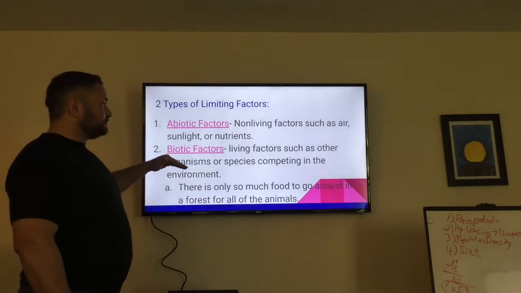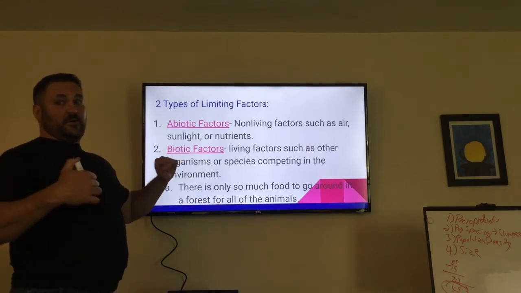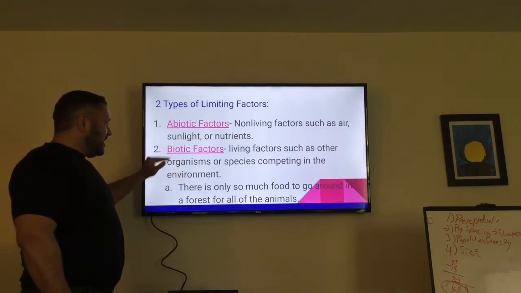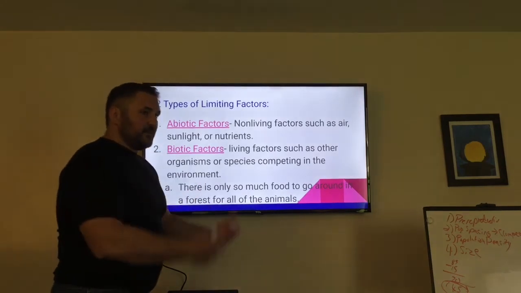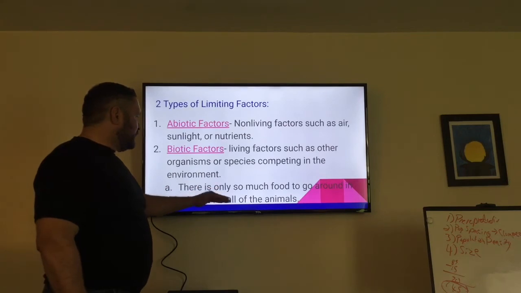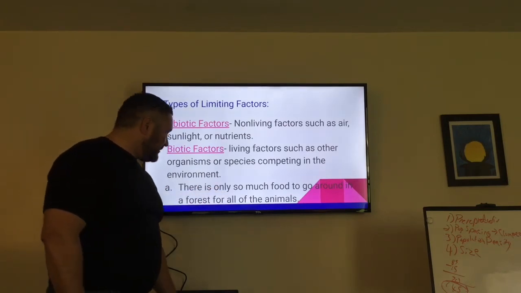It can be bacteria that are decomposers. It can be mushrooms that are decomposers. A common biotic factor is whatever plant that an organism needs to survive, to eat. So the amount of food in an organism's environment is a limiting factor.